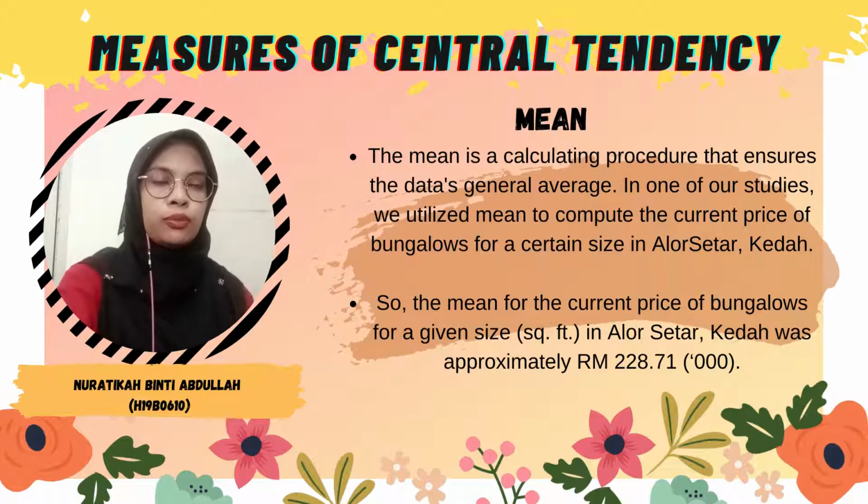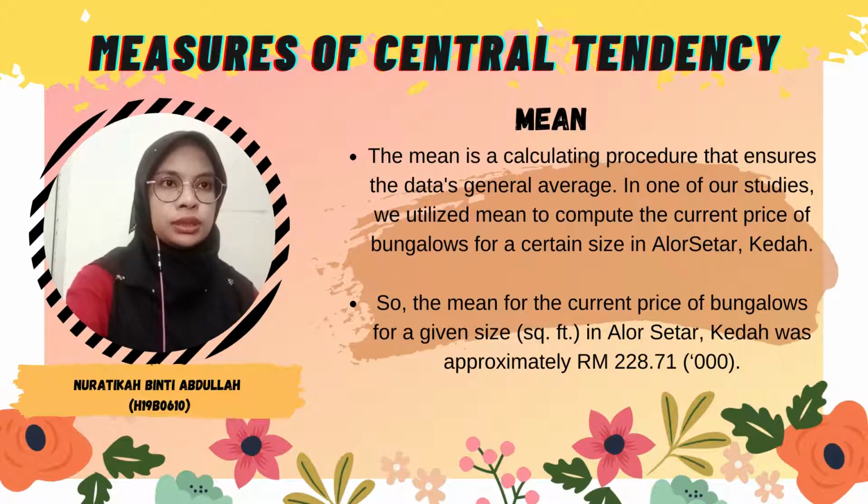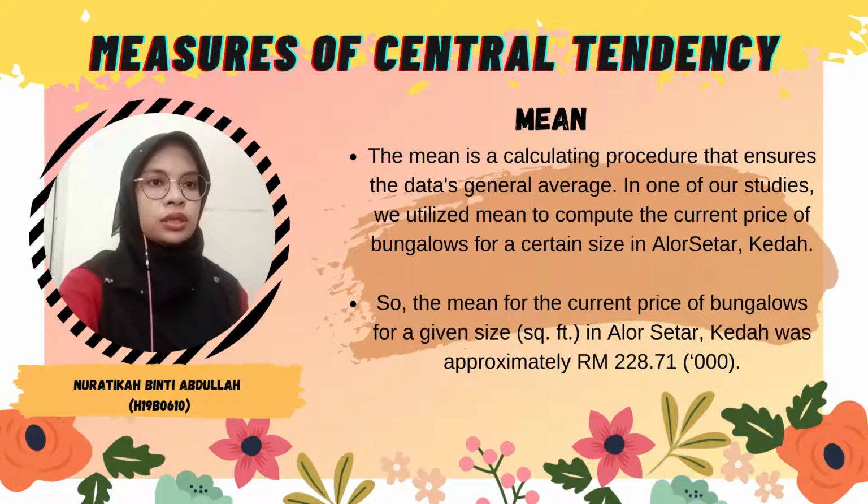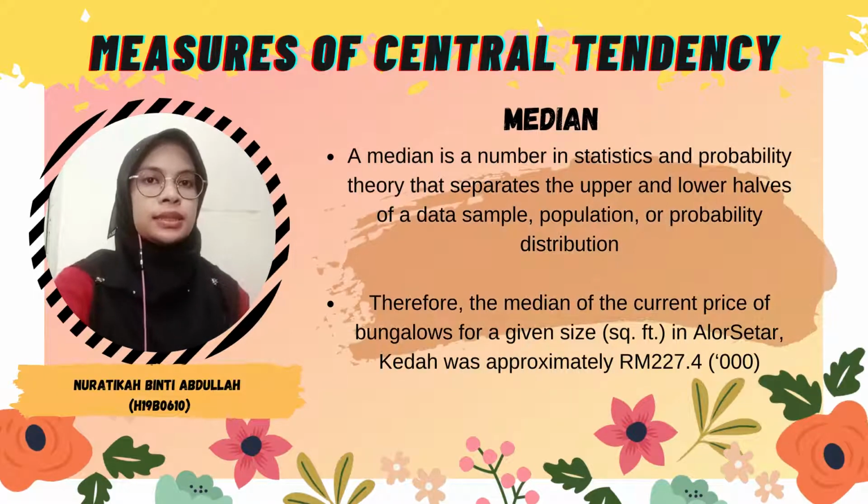I will discuss measures of central tendencies. We will learn about position metrics such as mean, mode, median, and quantile in this chapter. Okay, first is mean. The mean is a calculating procedure that ensures the data's general average. In one of our studies, we utilize mean to compute the current price of bungalows for a certain size in Alus Kedah. So, the mean for the current price of bungalows for a given size in Alus Kedah was approximately 228.71.